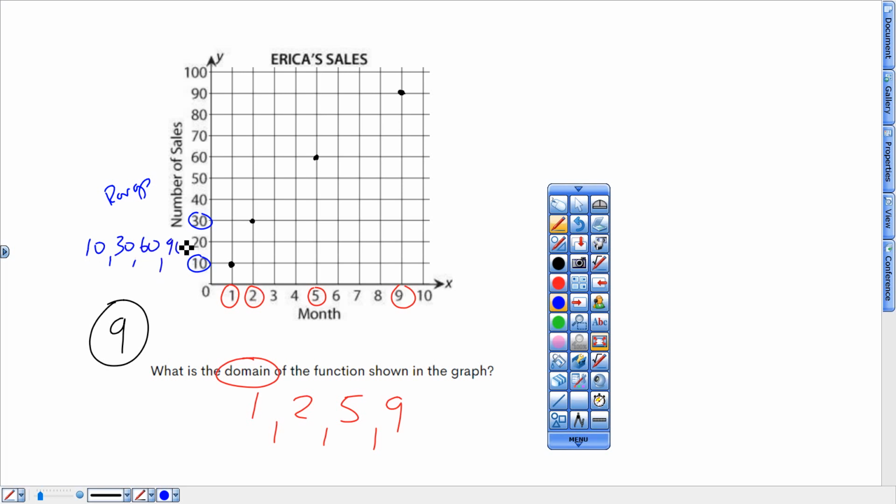But it's not asking for the range. It's asking for just the domain, just the x numbers for those coordinates. Remember, these are all coordinates, 1, 10. It wants just the x coordinates of that data. All right, moving on. Here we go.